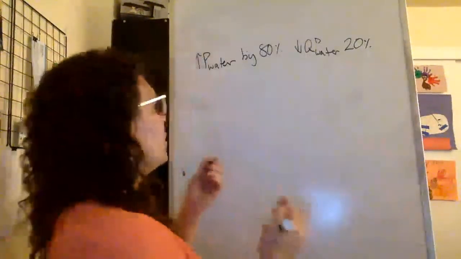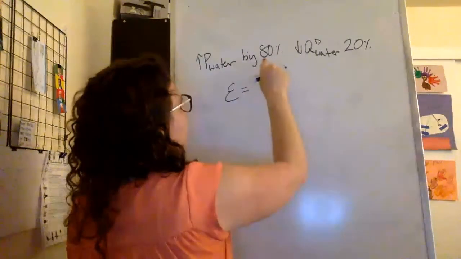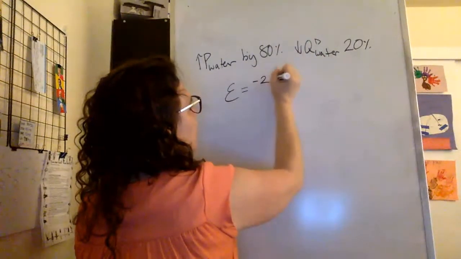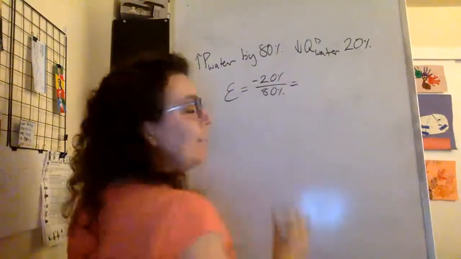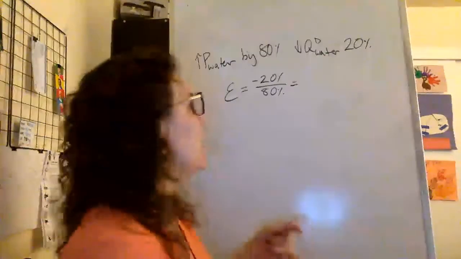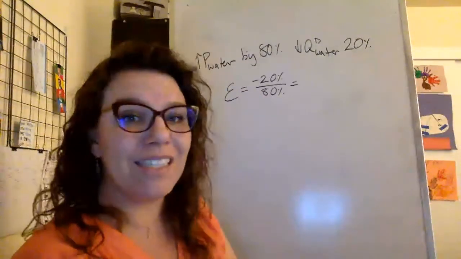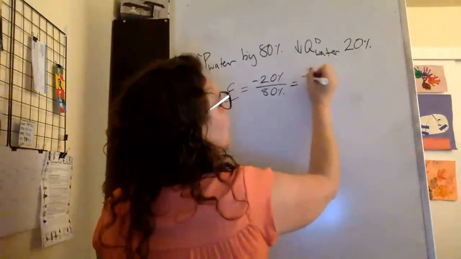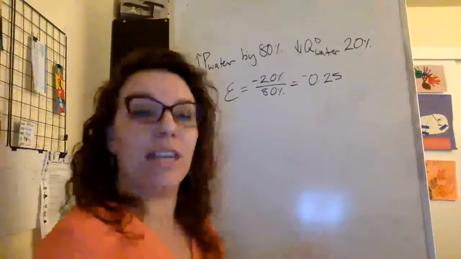The first thing is we can find the price elasticity of demand because we have the percent change in price and the percent change in quantity demanded. That's going to be negative 20% divided by 80%. That gives us the price elasticity of demand. We can already see that even though the price went up by a lot, the quantity demanded did not change much. So that tells us it's inelastic, and we can see that with the elasticity of 0.25. It's a relatively inelastic good.